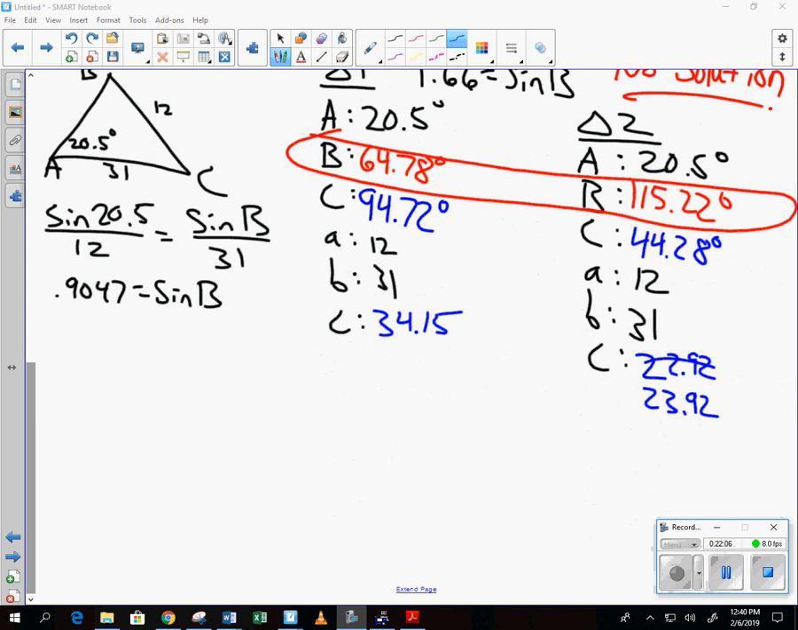If you want to check the reasonableness of your solutions, we got B is the biggest angle at 115, and B is the biggest side at 31. You got A is the smallest side at 12, smallest angle at 20.5. That checks out, but you have to list both triangles as solutions. We're going to read the decision tree. We're good to go. You ready for an assignment?